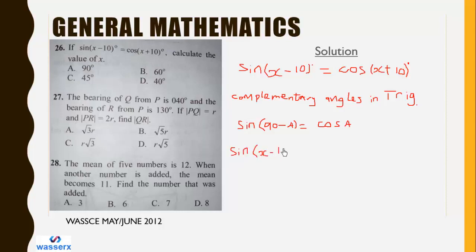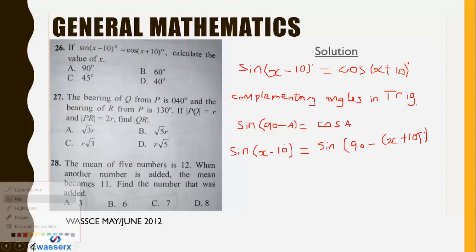So for the left hand side, we maintain it: sine of x minus 10 degrees is equal to the sine of 90 minus x plus 10. So the x plus 10 has become like the a over here. So we could have also expressed them in terms of cosine.